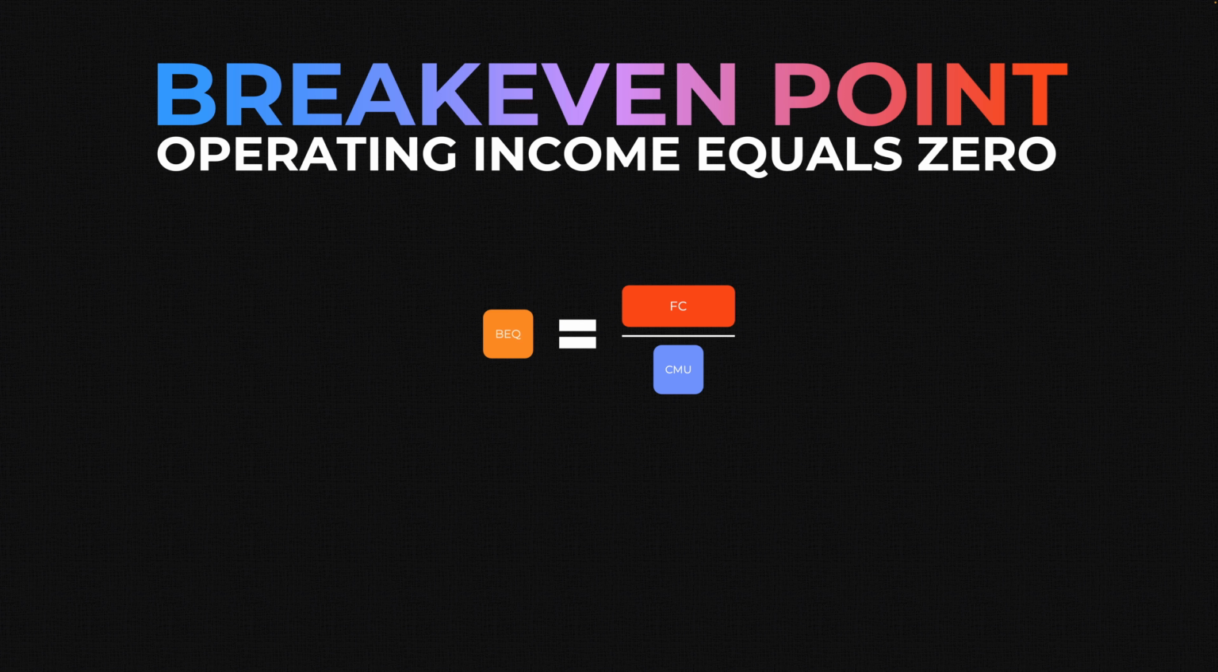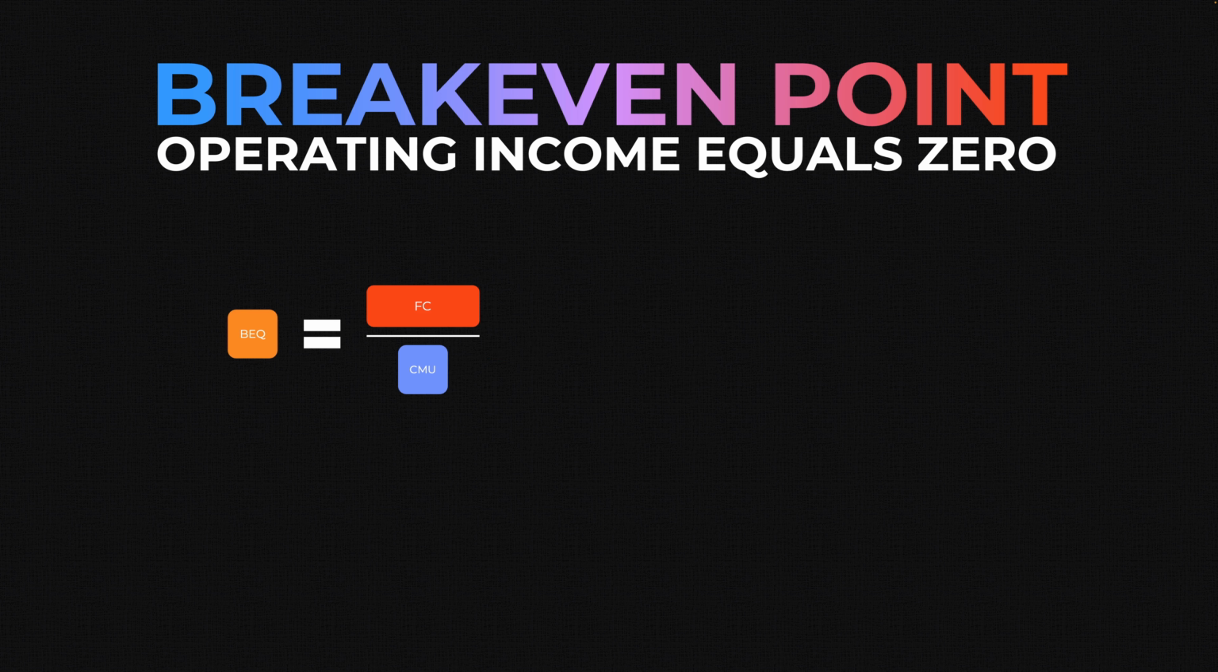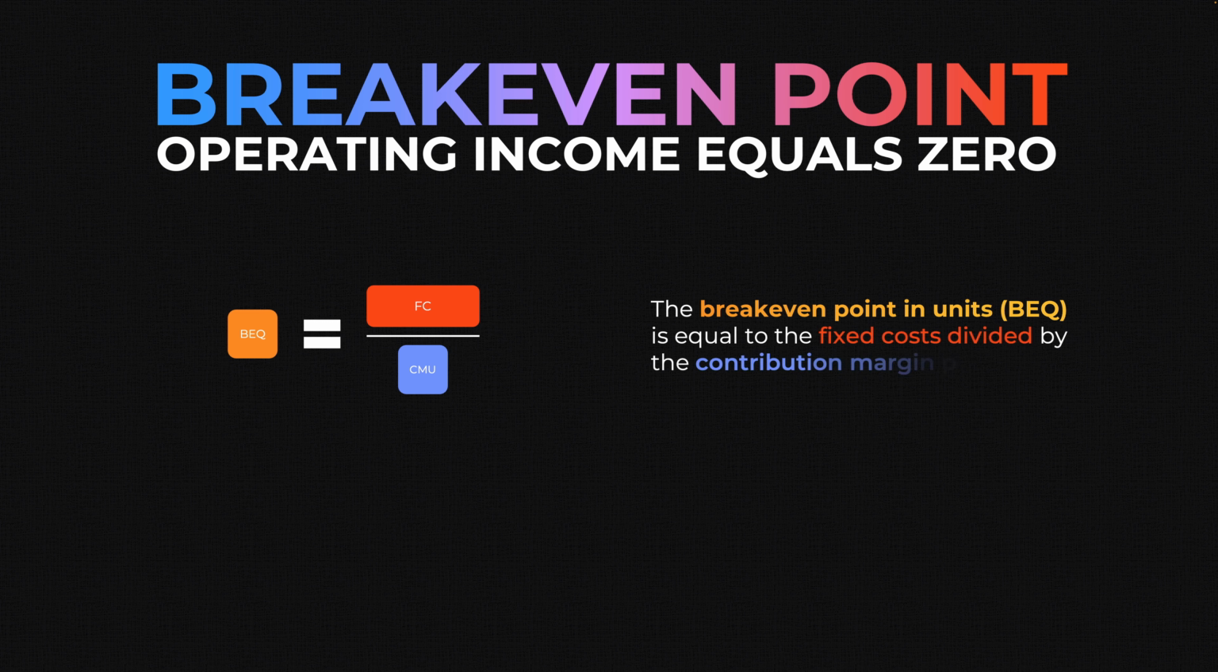This is known as the BEQ, or the break-even quantity. The break-even point in units, BEQ, is equal to the fixed cost divided by the contribution margin per unit. Let's do another example where operating income isn't zero to see if we can calculate the break-even point using this equation.